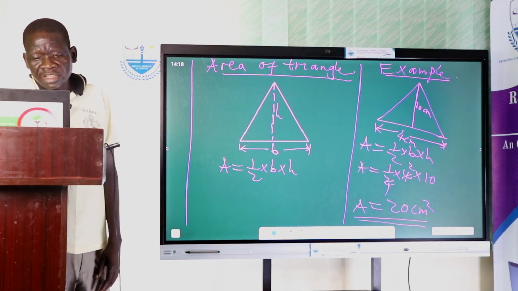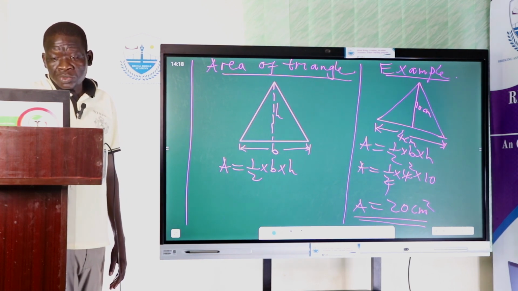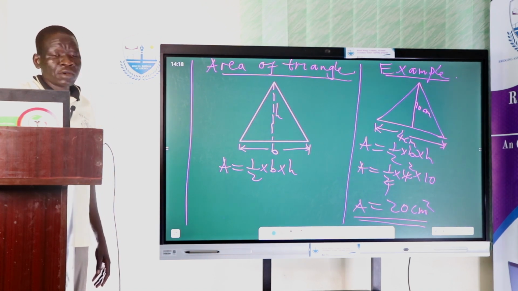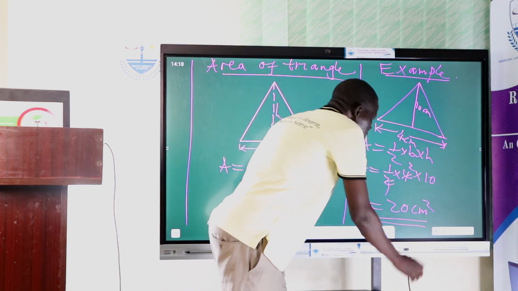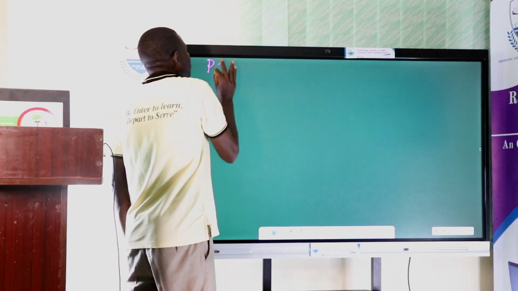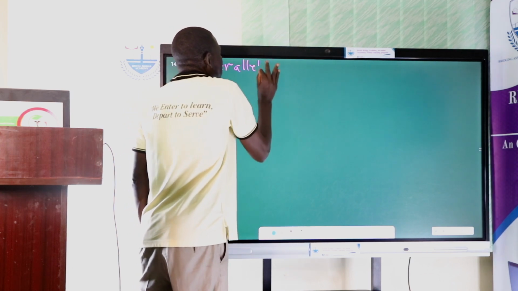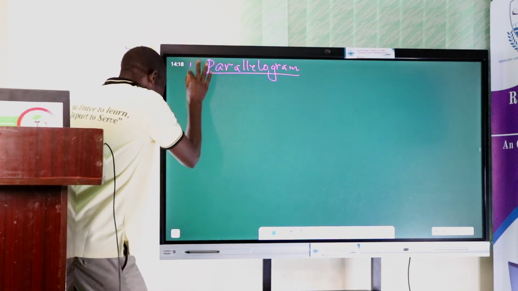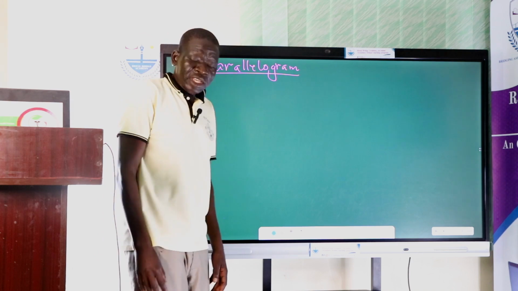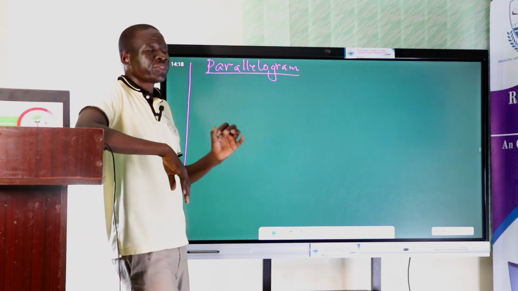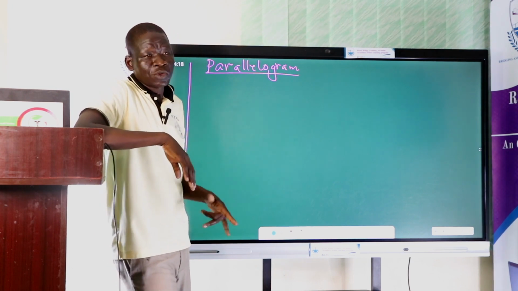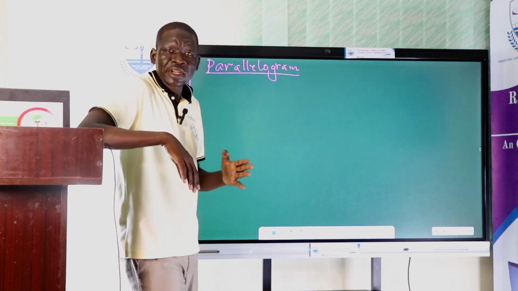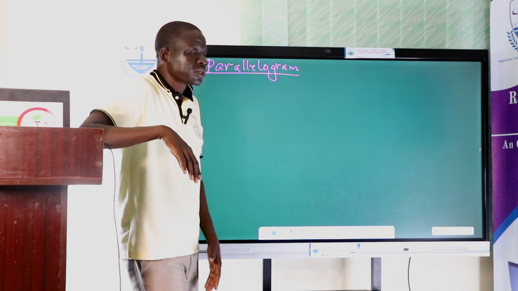We can look at another shape, which we call a parallelogram. Now, a parallelogram is any four-sided figure with parallel opposite sides equal. I repeat, a parallelogram is any four-sided figure with parallel opposite sides being equal.